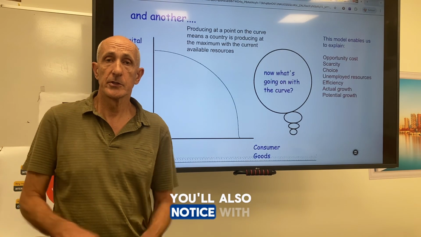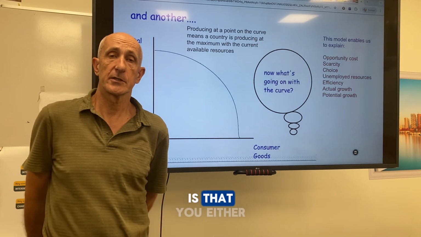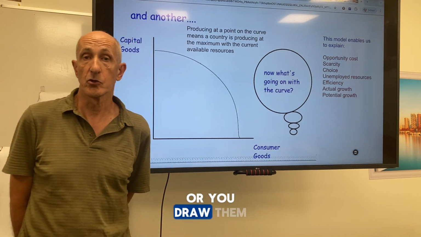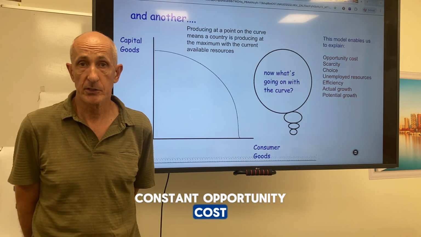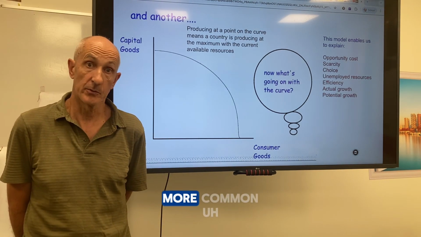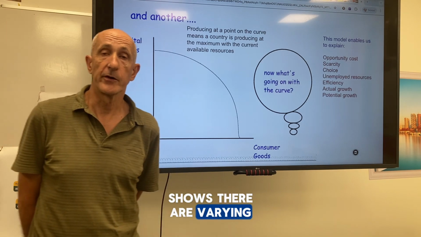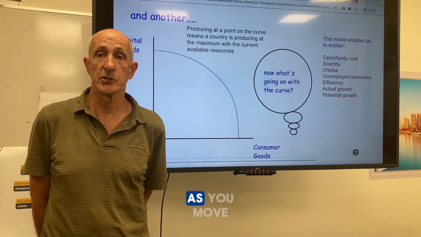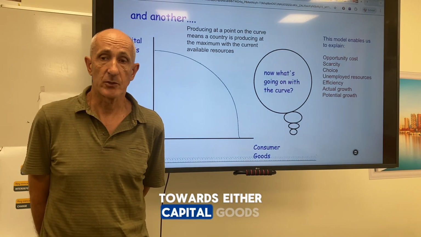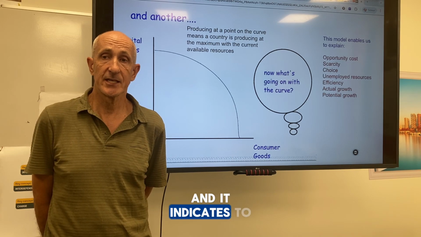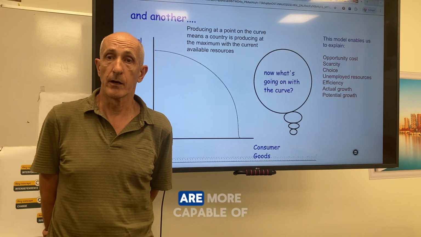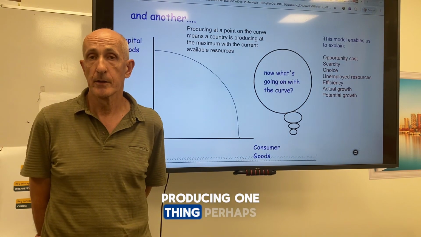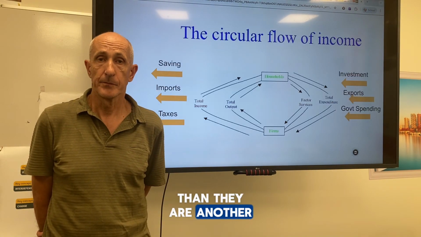What you'll also notice with production possibility frontiers is that you either draw them as a straight line or you draw them as a curve. The straight line one shows constant opportunity cost all the way down its length. The curve, which is more common, shows that there are varying degrees of opportunity cost as you move towards either capital goods or consumer goods, and it indicates to us that resources are not identical, that they are more capable of producing one thing perhaps than they are another.